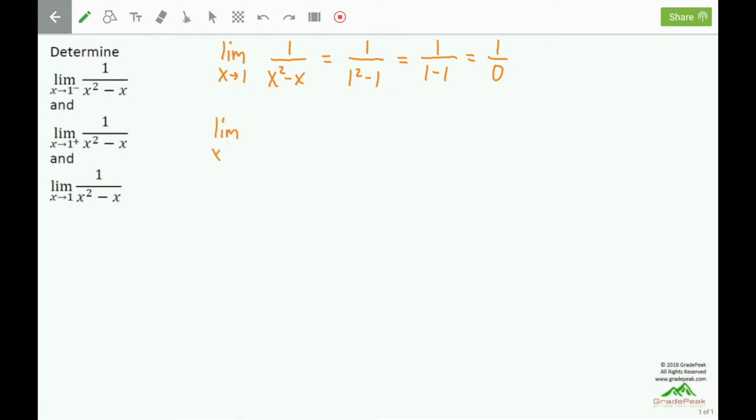We have the left-sided limit, indicated by the negative superscript on the 1, and the right-sided limit, indicated by the positive superscript on the 1, of 1 over x squared minus x. Let's start with the left-sided limit.